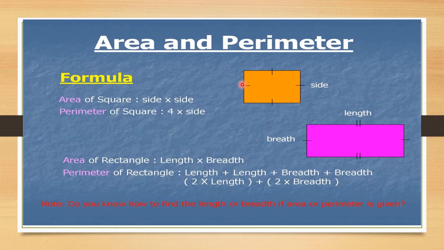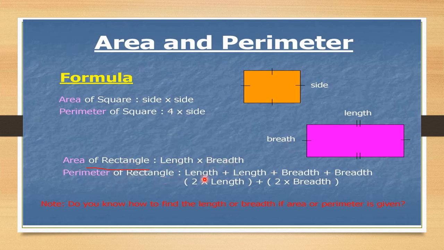Area of square formula is side into side. Perimeter of square is 4 into side, that is, distance around the figure is called its perimeter. So perimeter of square equal to 4 into side. Next, area of rectangle, length into breadth. L means length, B means breadth. Area of rectangle, length into breadth.